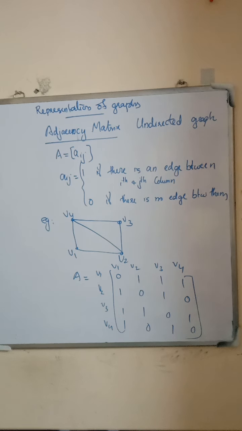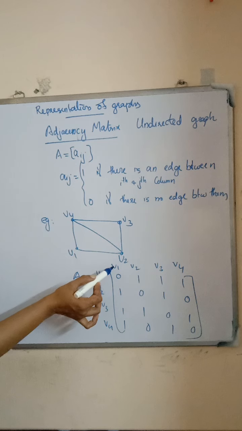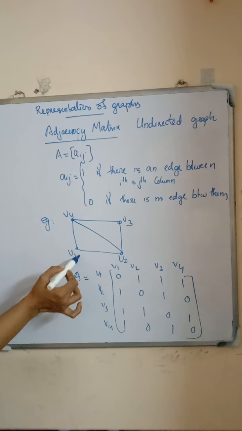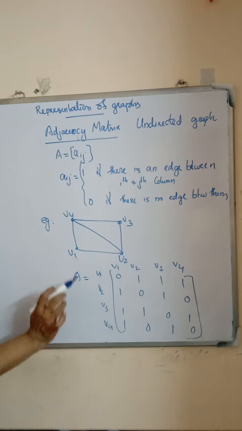Representation of graphs. First is the adjacency matrix, first for an undirected graph. A is equal to [Aij], where Aij is equal to 1 if there is an edge between the ith row and jth column, and equal to 0 if there is no edge between them. So first you write V1, V2, V3, V4 in columns and rows. For V1, V1, if there is a loop we write 1; there is no loop, so here put 0.